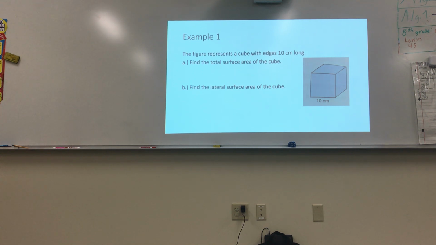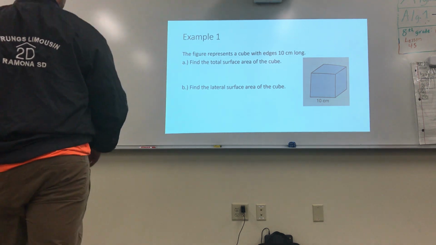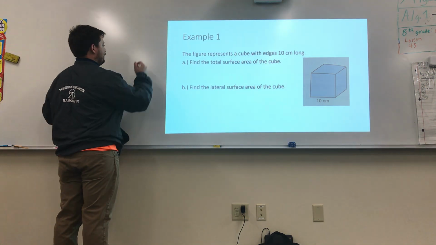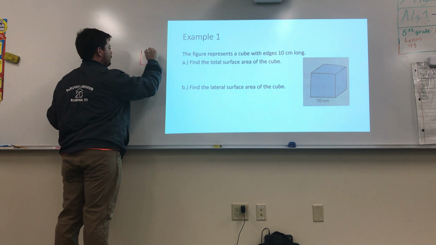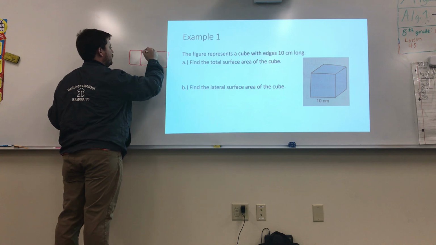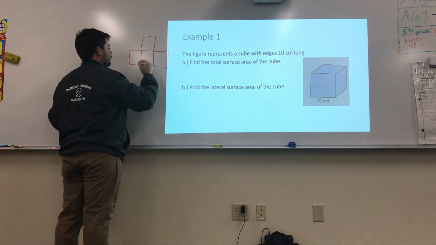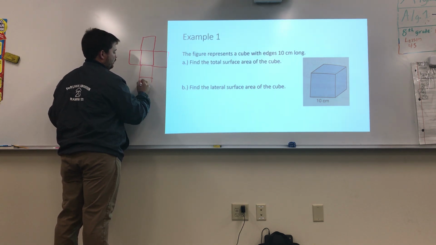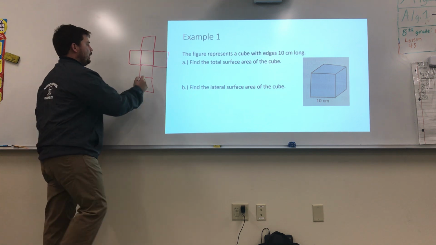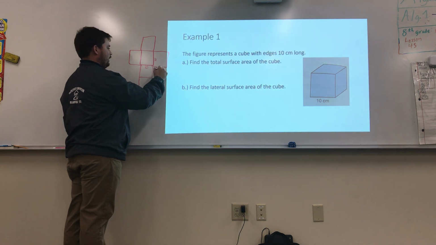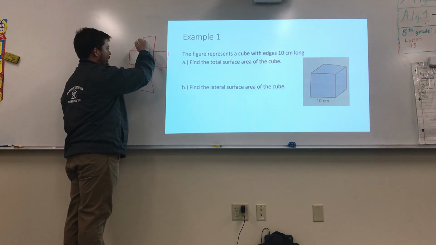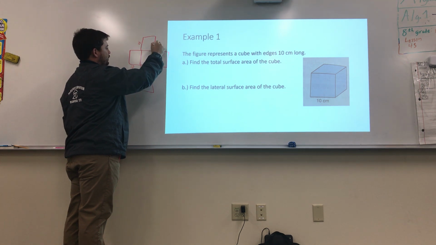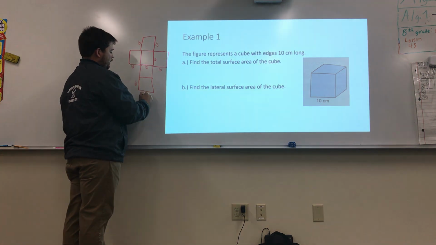So, find the total surface area of this cube. Well, just thinking about it, let's go with a net. A net of this would look like this. And of course it isn't perfect, because I'm drawing it. Okay, so there's my net. This would be 10 by 10, 10 by 10, 10 by 10, 10 by 10, 10 by 10.